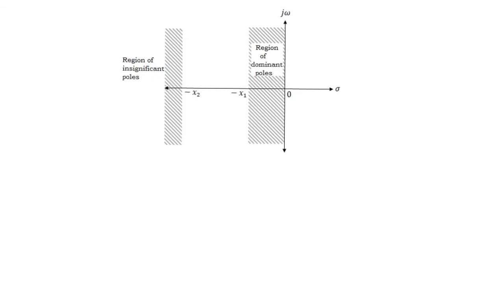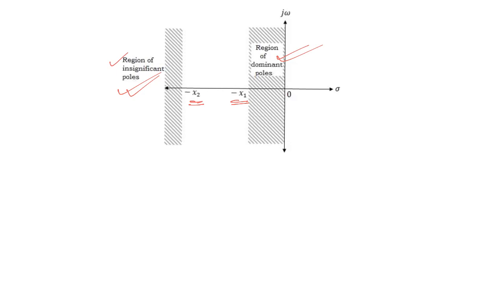Here we have a representation of the region of dominant poles and the region of insignificant poles. We can see that for the region of dominant poles, we have taken a region where the magnitude of the real part is less than x1. And for the region of insignificant poles, we have taken the magnitude of the real part to be greater than x2. So at what values of x1 and x2 do we call it an insignificant pole region and a dominant pole region?